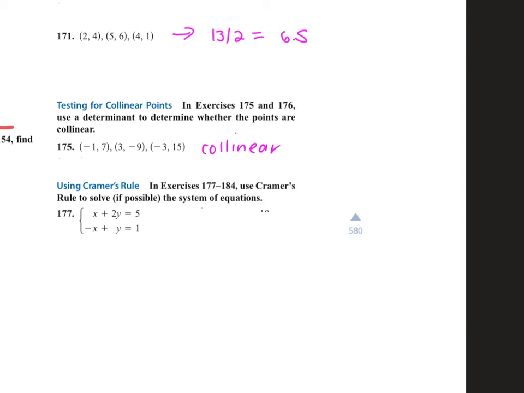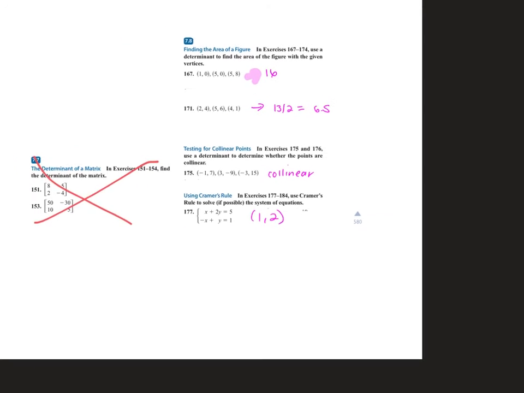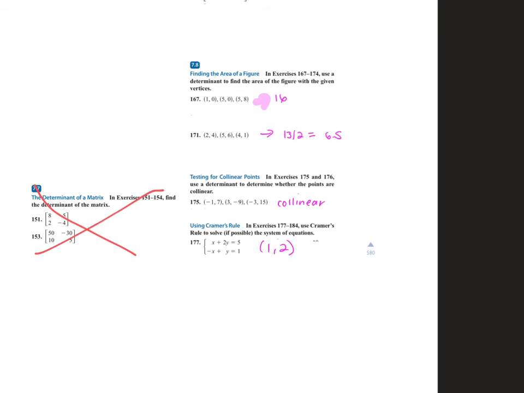175 was collinear, and 177, 1-2 is your answer. Have one where you have to prove it. And then on the second slide, I crossed out all of 7-7. That's the determinant, which there's not any straightforward find-the-determinant questions. Obviously, there's the application ones, which are like 167 and 171, the areas. 175, the collinear. 177, the Cramer's rule with 2 variables.